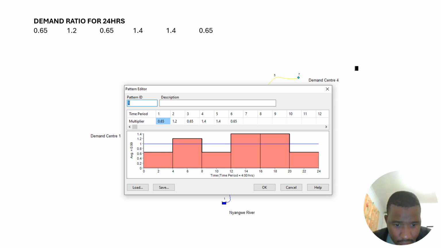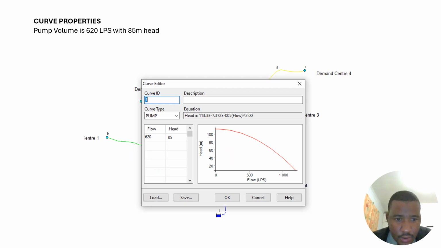So you can see after every 4 hours how much demand you need, how much demand you actually have, and the average, and then you get that all there. Then you move on, and this is your curve properties. This is what you use to determine how many pumps you need, or how much pump energy you need.